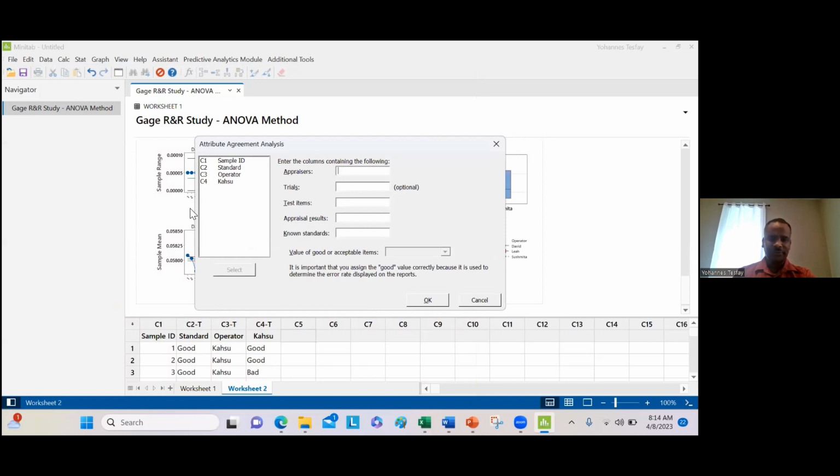So appraisers are, okay, appraisers, test items, non-standard. Okay, appraiser, these are like operator.